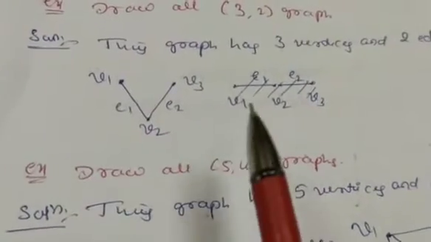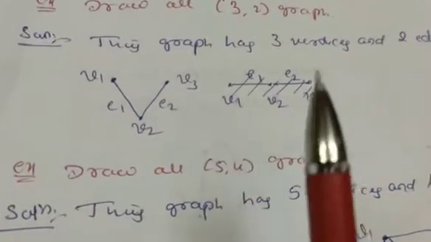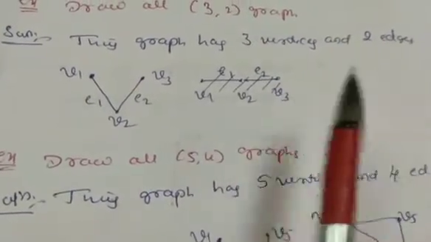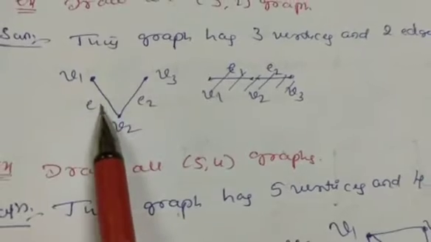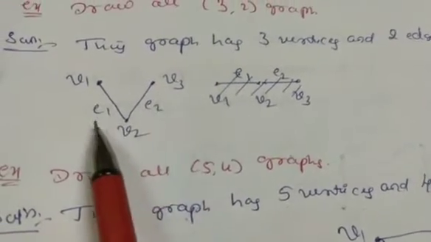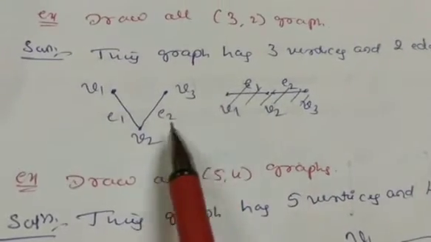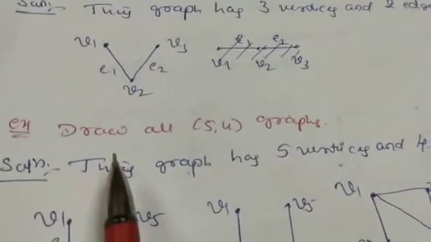Take one more example. Draw all 3, 2 graphs, which means 3 vertices and 2 edges. So the graphs which have 3 vertices and 2 edges are like this here. We have 3 vertices v1, v2, v3 and 2 edges. So this is a graph which has 3 vertices and 2 edges. Draw one more graph here.